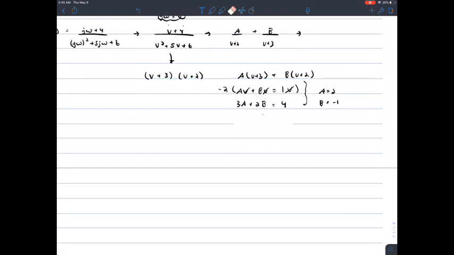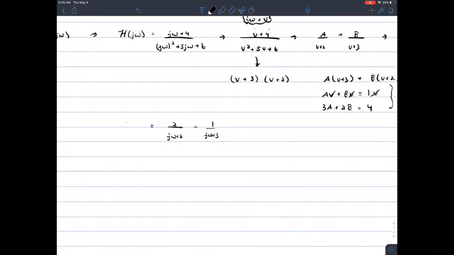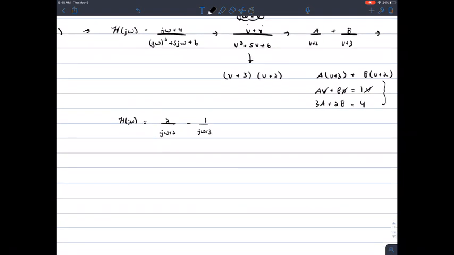Now that we have that, let's erase all that and plug these values back in. So 2 over v plus 2, and we substitute the j omega back in: 2 over (j omega plus 2) minus 1 over (j omega plus 3). That is going to be equal to H of j omega.